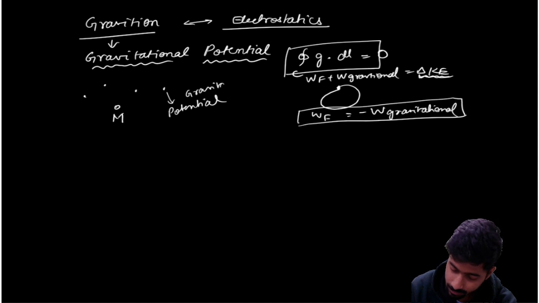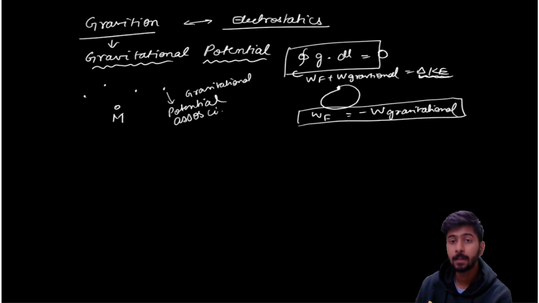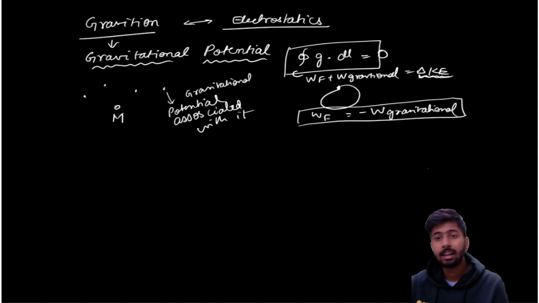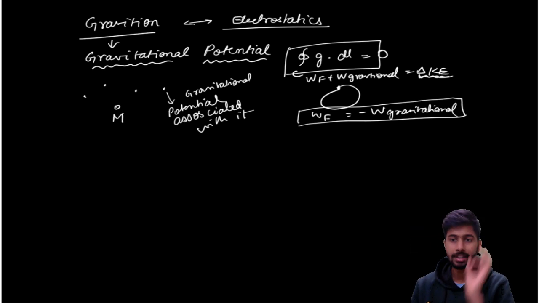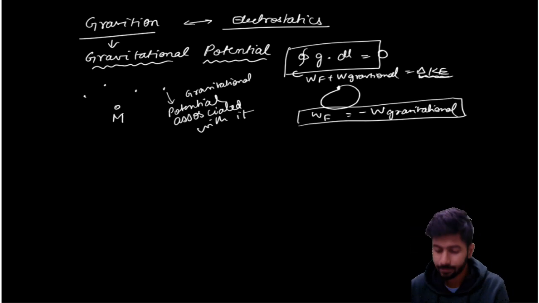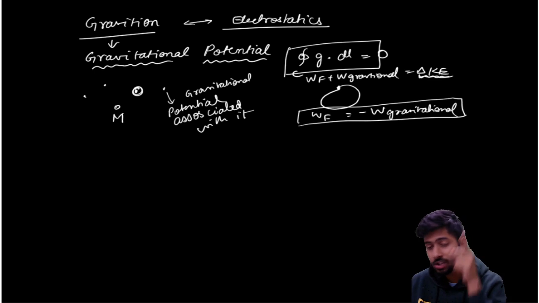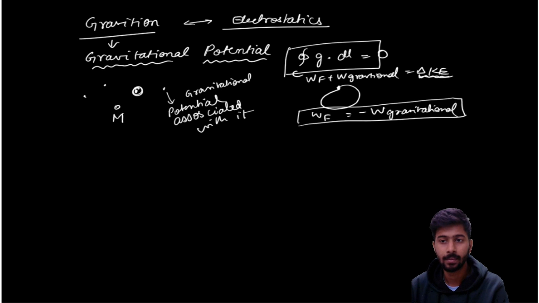So to be fair, I can't find the absolute value of a gravitational potential at a point. Did you understand the statement? If I have this point, I can't find the absolute value of the gravitational potential at this point. I cannot. But what can I find? I can find the gravitational potential at this point with respect to some other point, right?